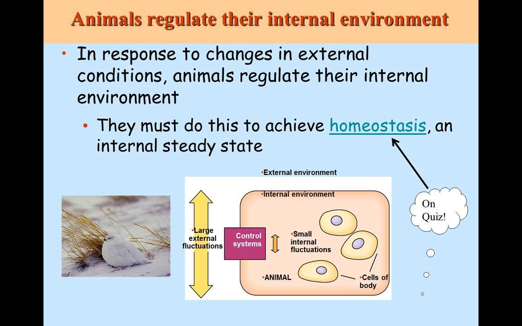Animals regulate their internal environment. In response to changes in their external environment, they can change several things. Like if it's a little bit cold, the feathers on the bird can change, similar to the way that we change our thermostat. We do all of this in order to maintain what we call homeostasis.